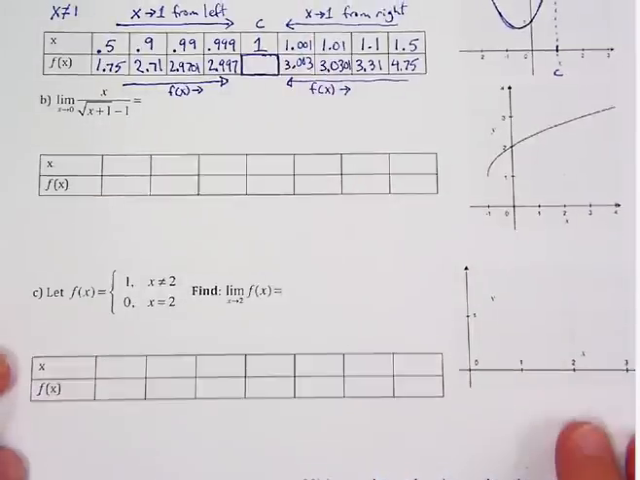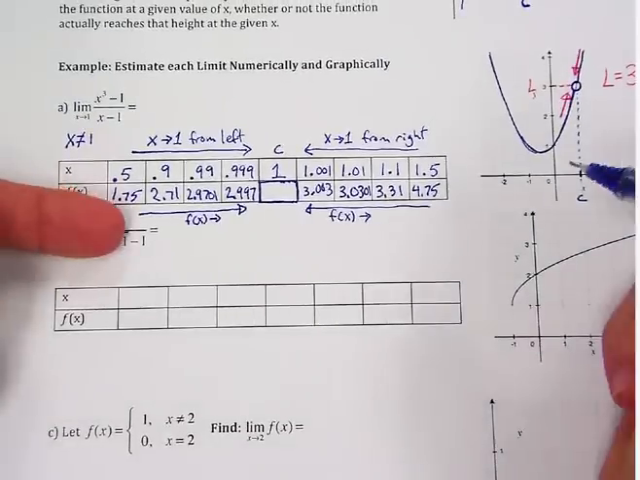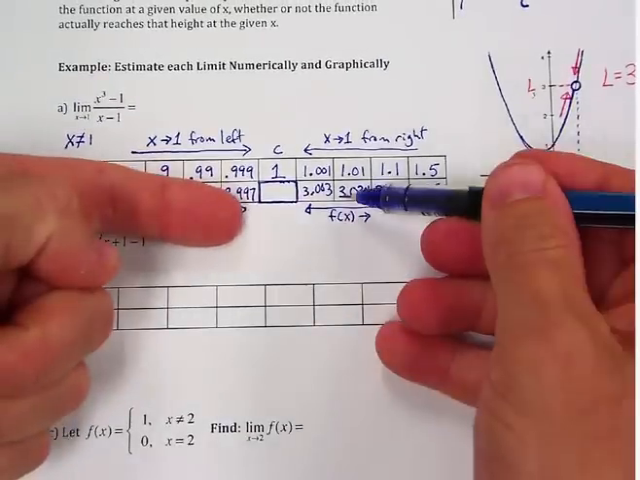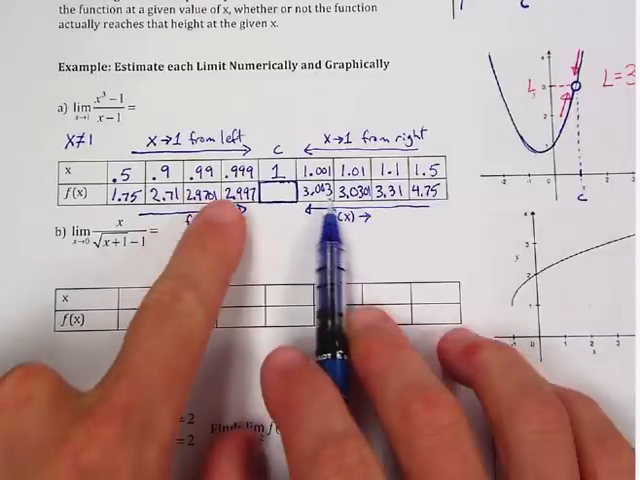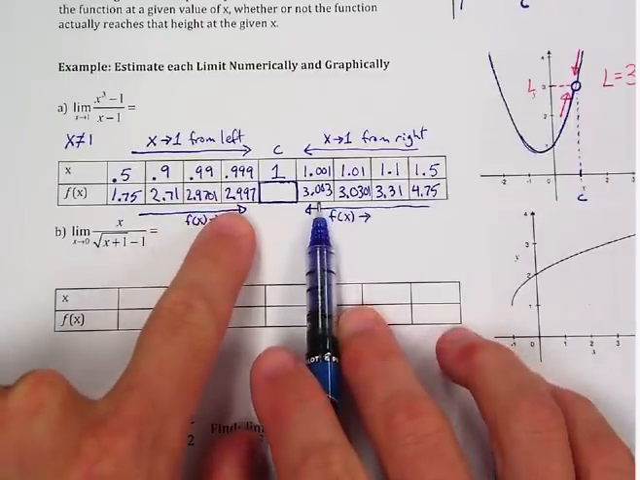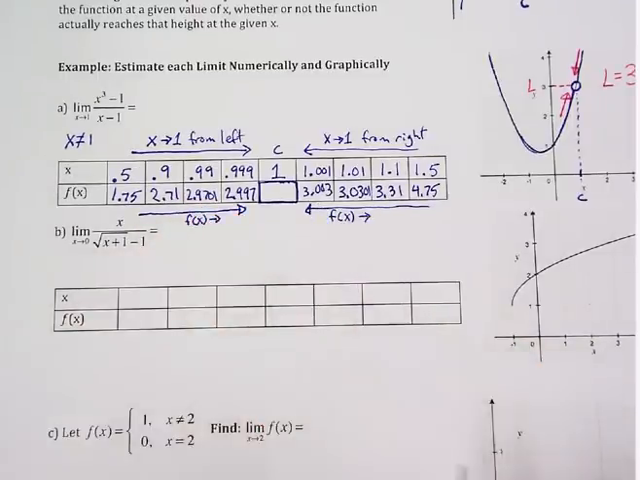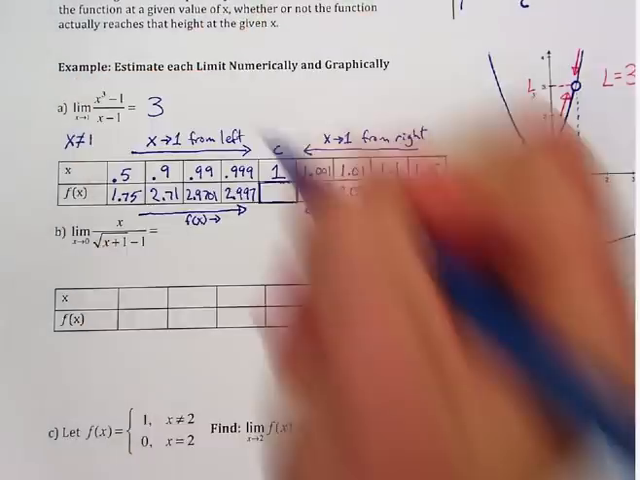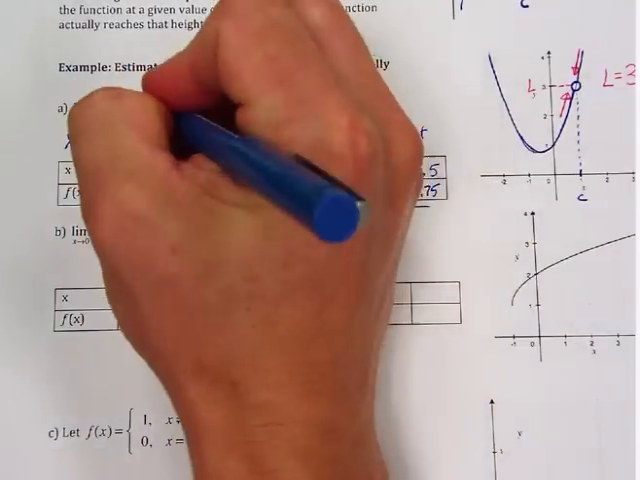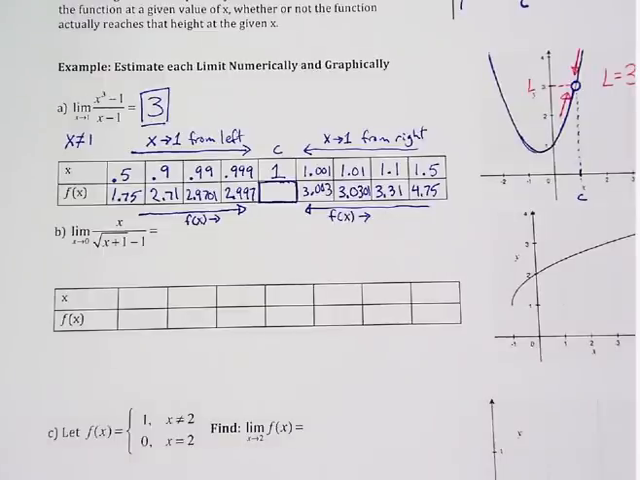So looking at the trend here, as we approach from the left and from the right, what value is f of x getting closer to? And it looks like it's getting closer to 3. And so we're just going to put 3 there as our final answer.